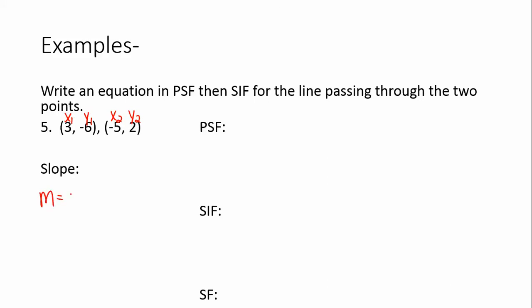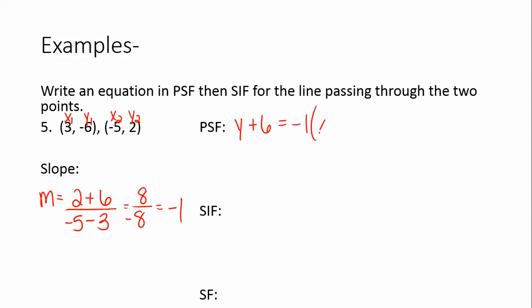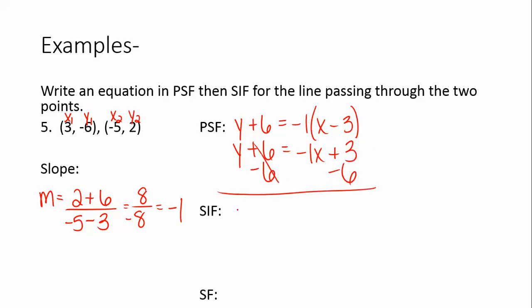So for slope, on number 5, we have 2 minus a negative 6 over negative 5 minus 3. So that's 8 over negative 8, which is negative 1. Point slope form is y plus 6 equals negative 1 times x minus 3. That's y plus 6 when we distribute negative 1x plus 3. We subtract 6 to the other side. And for slope-intercept form, we get y equals negative 1x, or negative x, you can say, minus 3.